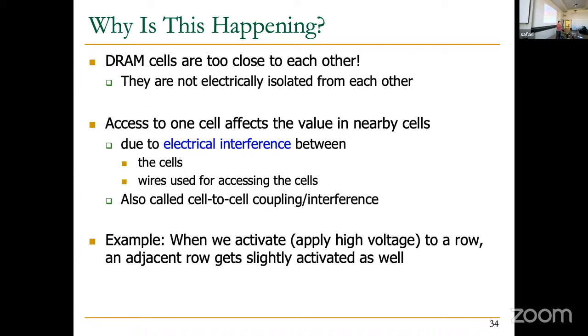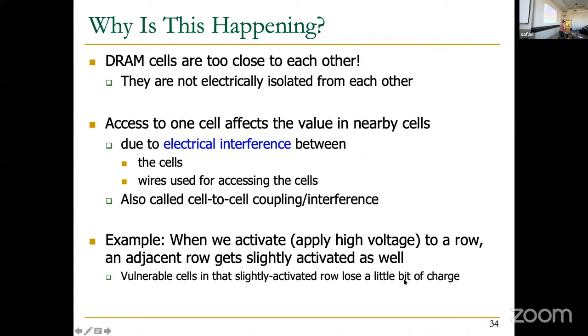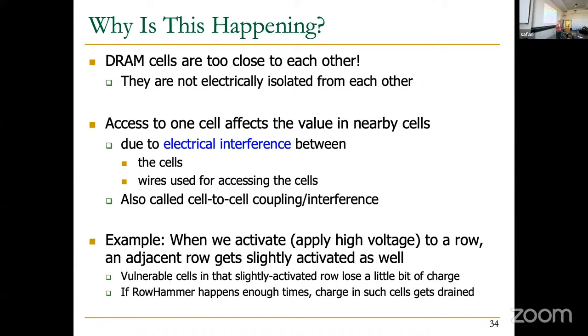And I like this higher level abstraction. There are a lot of low level reasons that are interesting, which we're not going to go into here. I'm going to mention some papers that talk about some of those low level reasons. But at a higher level, if you apply high voltage or activate a row, an adjacent row gets slightly activated as well because you don't have perfect isolation. As a result, vulnerable cells in that slightly activated row lose a little bit of charge. And if you keep doing this repeatedly, those cells keep losing charge, and at some point they lose enough charge that you cannot recover the value that was there anymore. Makes sense, right? Of course, there are much more detailed device level reasons that we're not going to talk about here. That's an interesting study also.